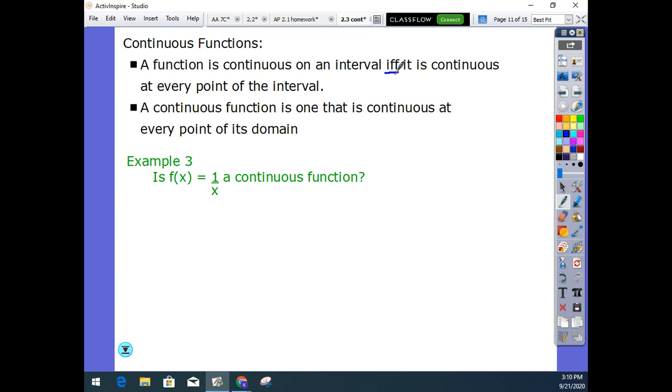Now, we want to make a distinction here. If I have 1 over x, I can see there's a vertical asymptote at x equals 0. But because 0 is not a part of the domain, it doesn't count against the function itself. We say there is a discontinuity, but we say that the function itself is continuous because the only point of discontinuity isn't in the domain. So yes, it's a continuous function.